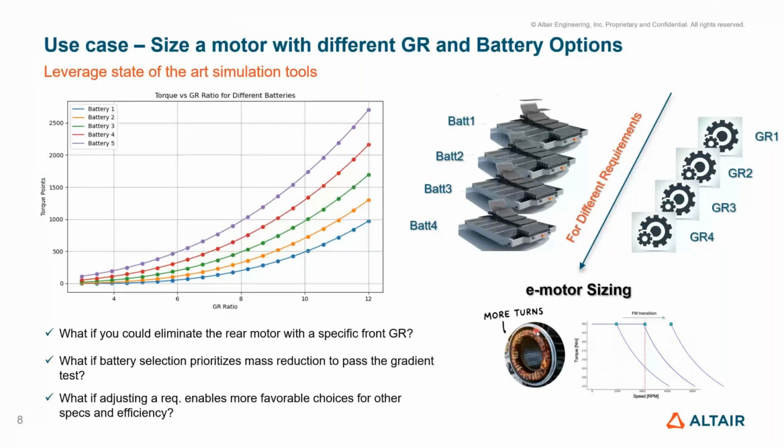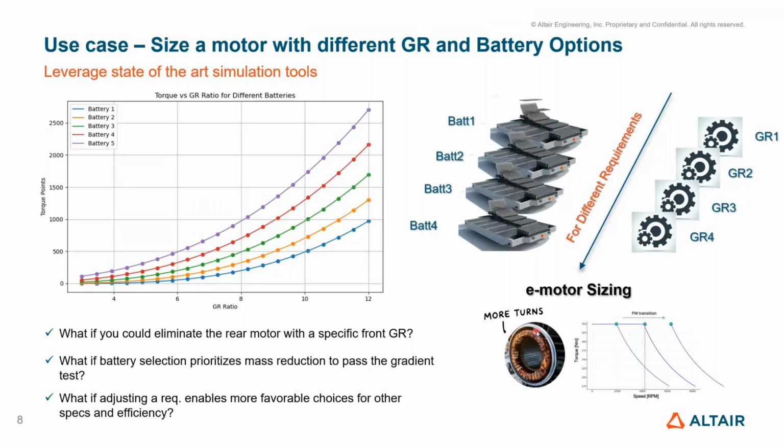So questions you may have are, what if you could eliminate, for example, the rear drive with a specific front gear ratio selection? What if the battery selection prioritizes mass reduction to use less battery in order to pass a gradient test, if you have a specification to start in the hill? And what if you can adjust system level choices in order to enable more favorable choices for either the inverter selection or the motor design? So if these questions resonate with you, you're in the right place.